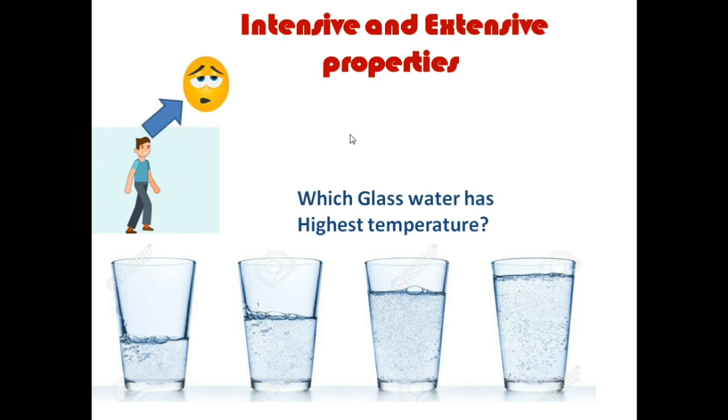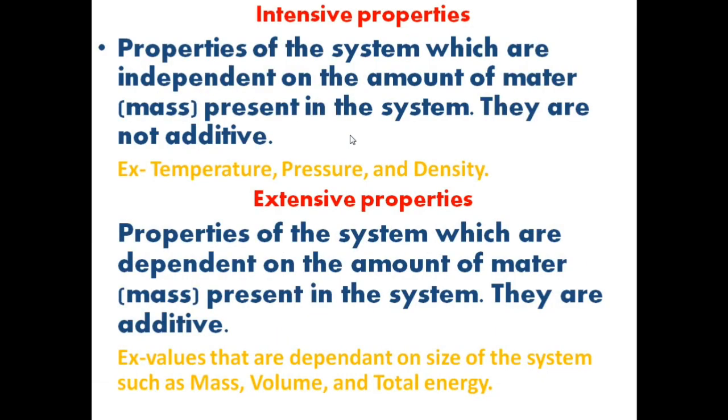From that basis, whether particular properties depend upon the amount of matter or they do not depend upon the amount of matter, these properties of system can be classified into two types, that is intensive and extensive properties. So let us see what are intensive and extensive properties.